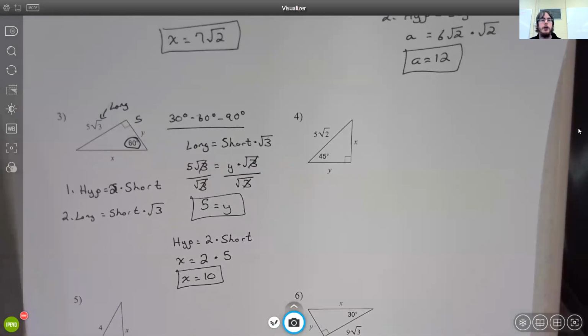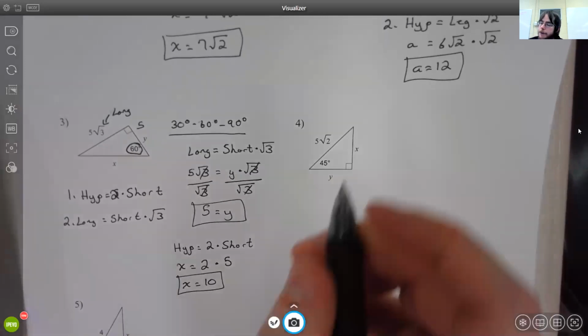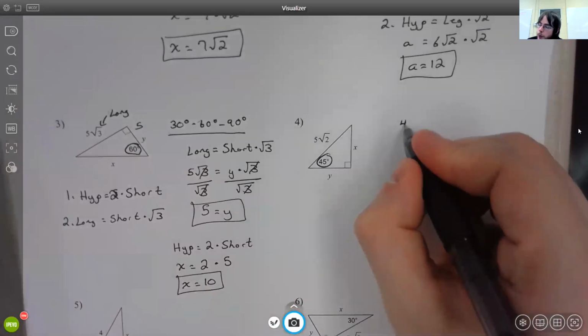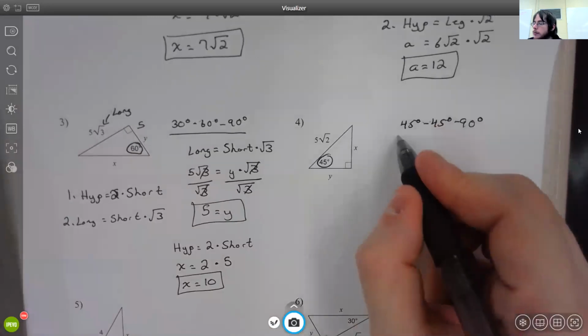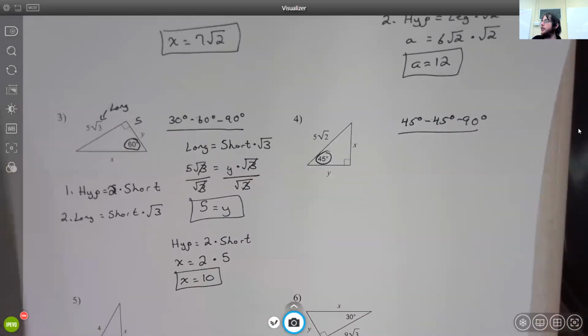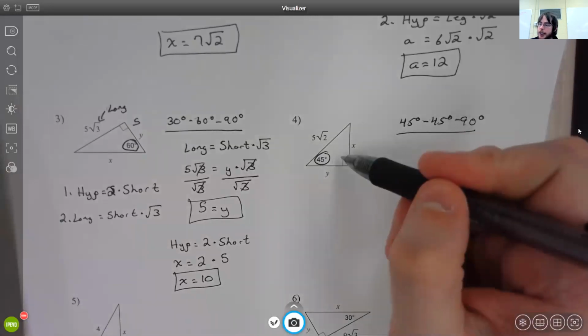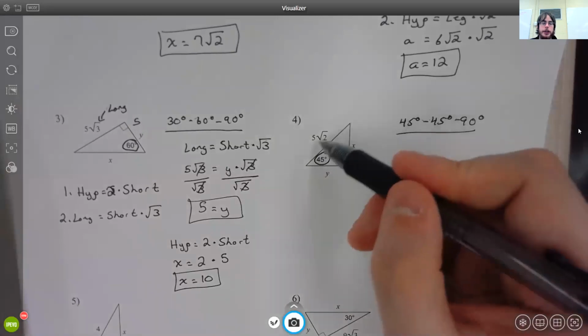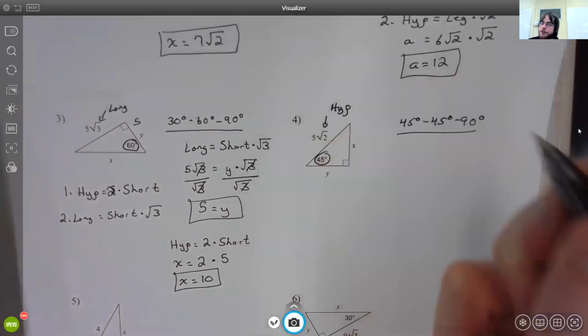All right, number 4, what type of special right triangle are we dealing with here? Well, we see a 45-degree angle, so this is a 45, 45, 90 triangle. Now in this case, what side does the triangle give you? Does it give you a leg or does it give you a hypotenuse? Well, you see that the side opposite from the right angle is the one that's labeled. So you know your hypotenuse, but you don't know a leg.